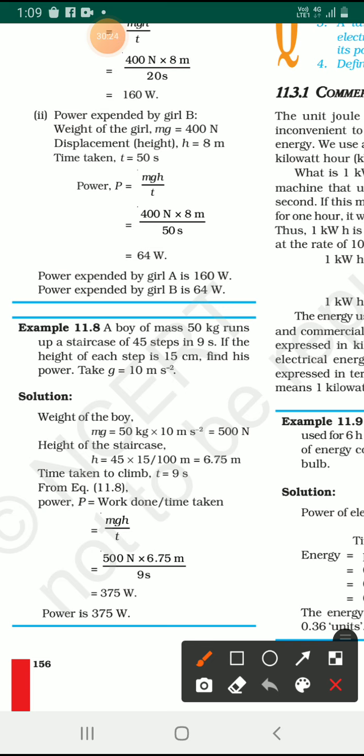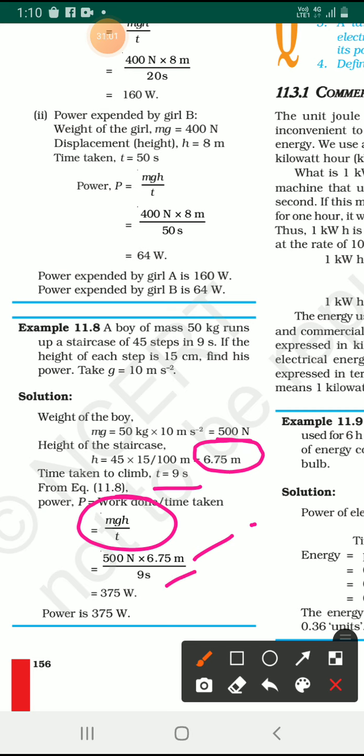The boy runs up a staircase of 45 steps. So h is equal to 45 into 15 centimeter, which is nothing but 45 into 15 divided by 100. So the answer comes as 6.75. The time taken to climb is 9. You know that power P is equal to W by t. So power P is nothing but mgh divided by t. We know mg is 500, h is 6.75, divided by 9.